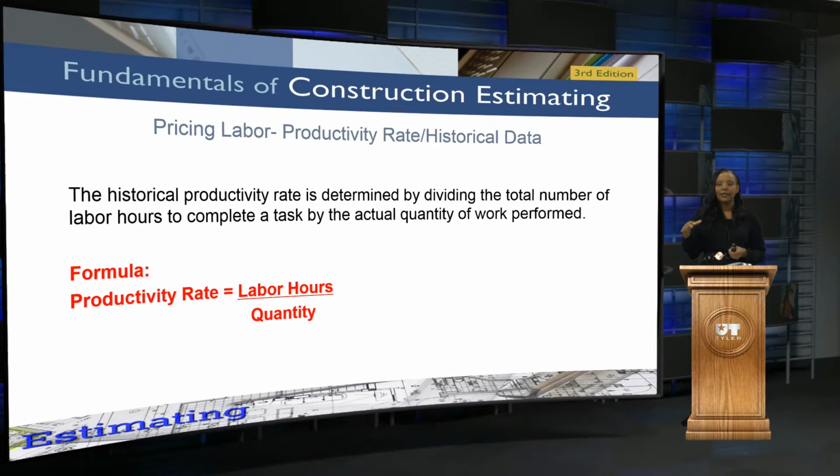As we go through here, I wanted to address some of the formulas that you would use. Maybe you're aware of some of them, but this is just recapping and reviewing. This right here is the formula for productivity rate: labor hours over quantity. Historical productivity rate is also determined by dividing the total number of labor hours to complete a task by the actual quantity of work performed.